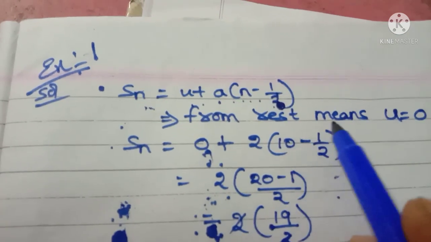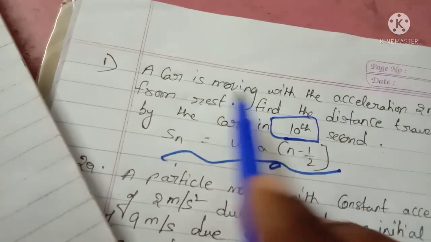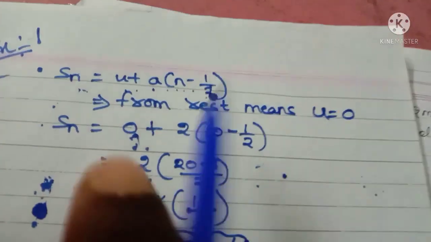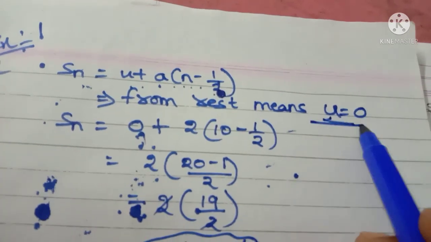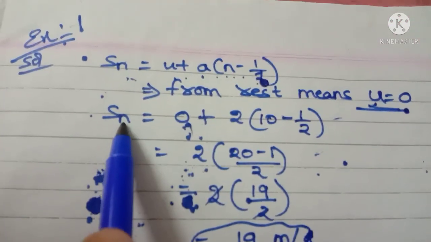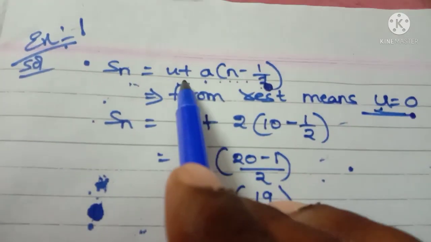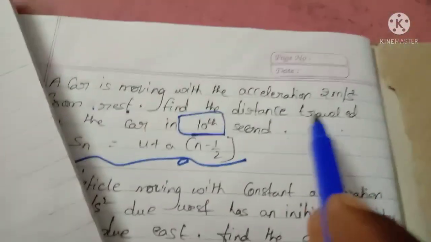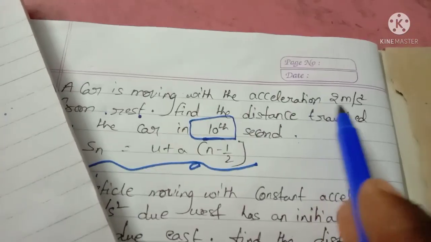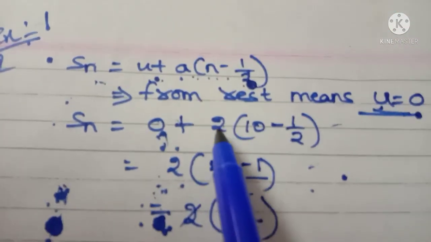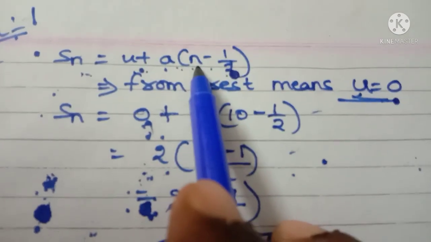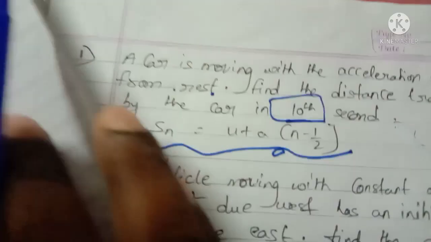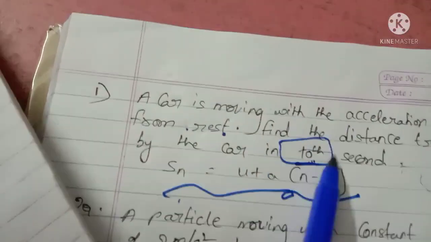From rest, in the question, acceleration he has given. From rest, what does it mean? It means initial velocity u is 0. Now distance traveled in nth second is this formula, substitute u value, that is u equal to 0. What is the acceleration given here? A car is moving with acceleration 2 meter per second square, so substitute a value, that is 2. In which second is he asking? 10th second.